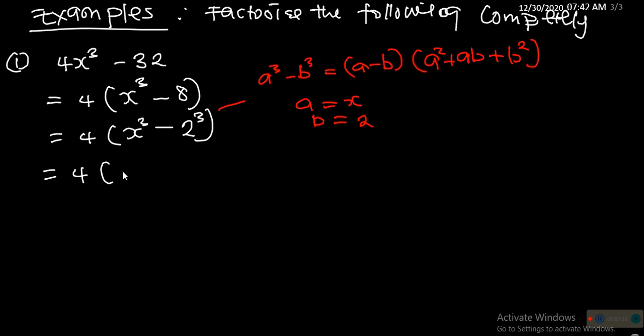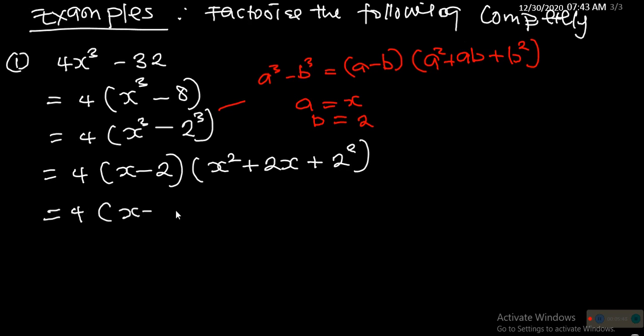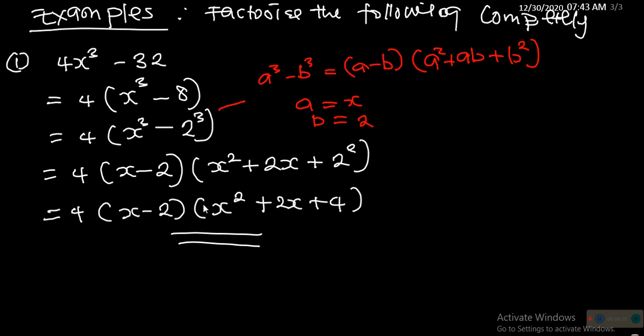4 into (x minus 2) into (x squared plus 2x plus 2 squared), okay, and that can be simplified further to be 4 into (x minus 2) into (x squared plus 2x plus 4), okay. So x squared plus 2x plus 4 cannot be factorized further, so this is the complete factorization of the expression 4x cubed minus 32, and then we are done with that.